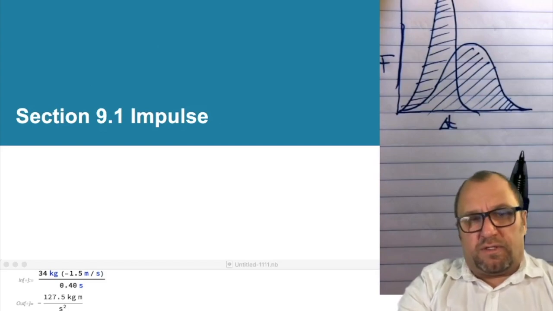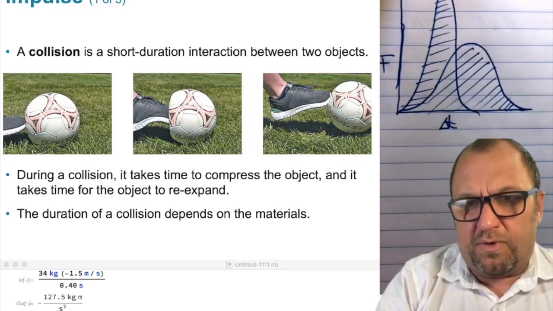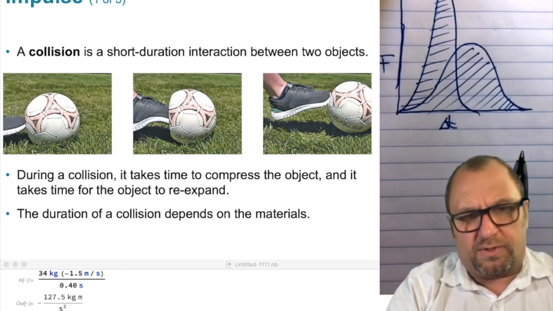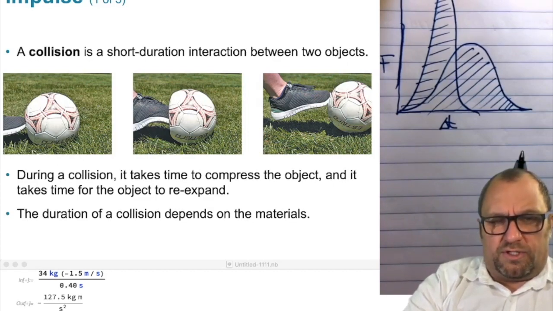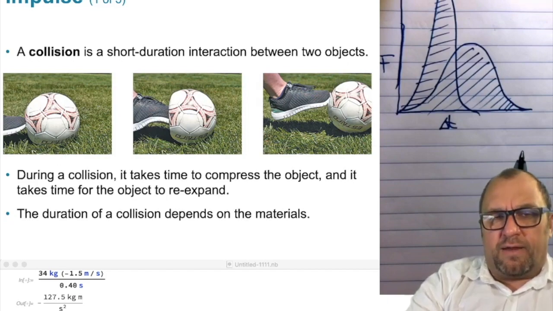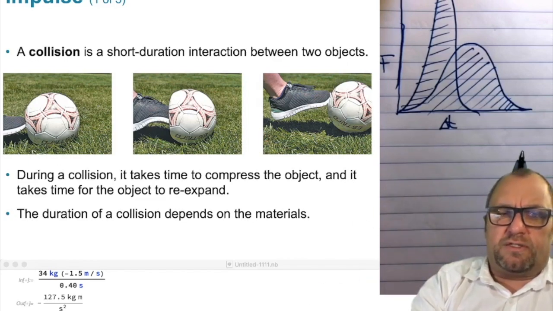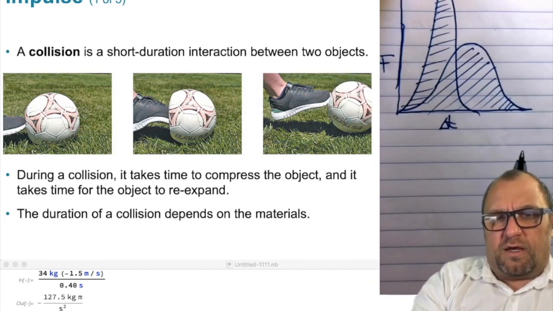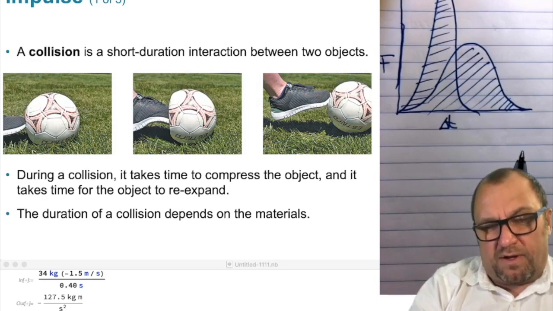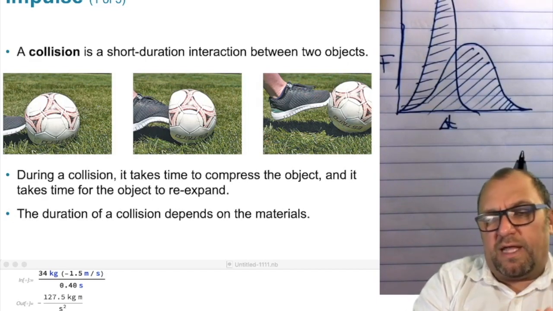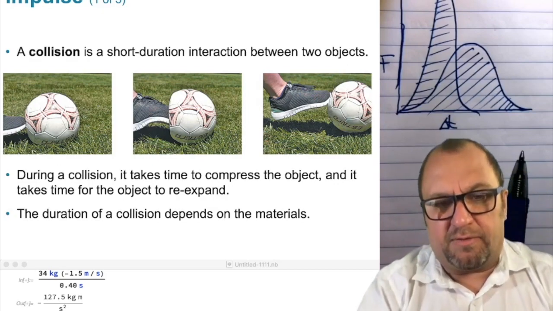Okay, let's start with 9.1, impulse, right? If you haven't watched the video in the book, there's a great video that talks about impulse, where they kick a giant squishy soccer ball, and you should definitely watch that. It's in section 9.1. Okay, so a collision is a short duration interaction between two objects. When you kick the soccer ball here, those two objects are connected for a brief time. They're together, and this is what's happening during the collision, when those two things are in contact with each other.